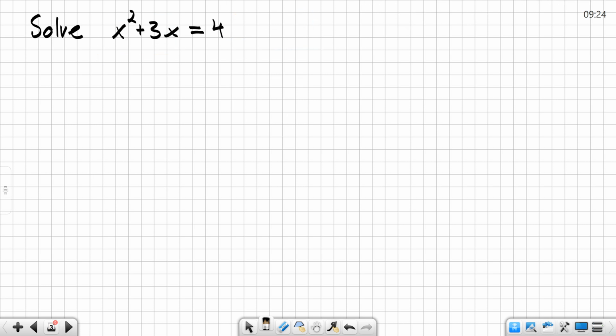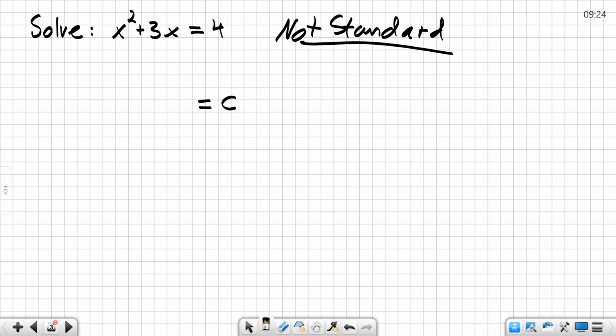Let's do another one. We want to solve x squared plus 3x is equal to 4. This is not in standard form yet. So what do I have to do? I need to bring it in standard form, and that means it has to be equal to 0. This can be easily done. Let me write it down just one more time.